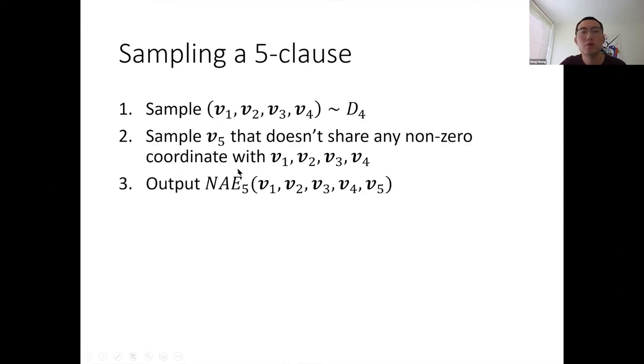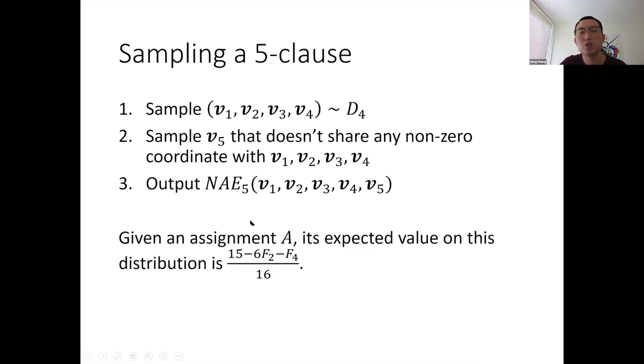And now we need to sample the clauses. For the NAE5 clauses, it's pretty simple. We sample 4 vectors from D4, and they will have pairwise bias 1/3. Then we sample V5 that doesn't share any non-zero coordinate with the previous 4 vectors, so it will be orthogonal to the first 4 vectors. And we output NAE5 on these 5 vectors. And you can show that given an assignment A, the expected value of this distribution is (15 minus 6F2 minus F4) over 16.